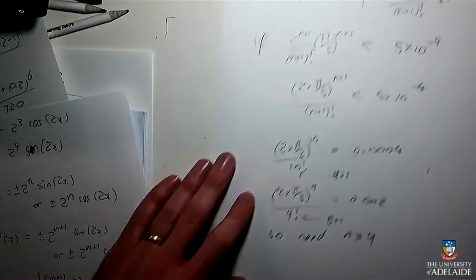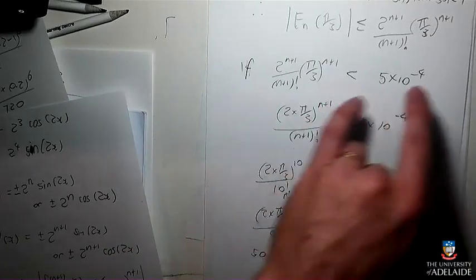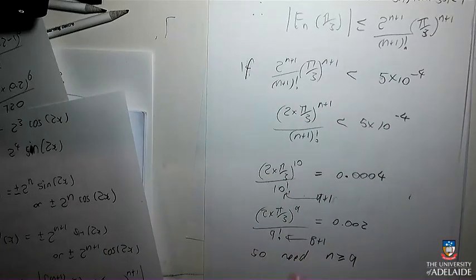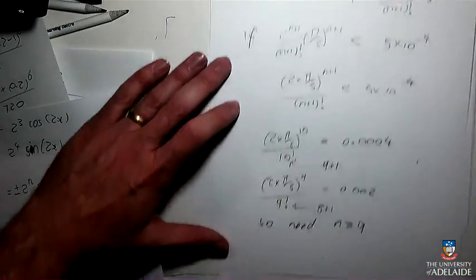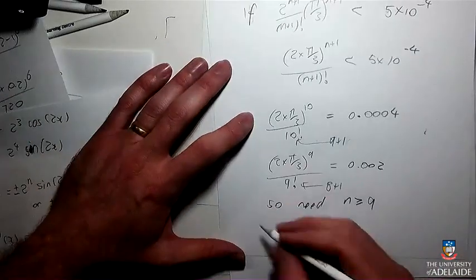So, I mean, the finishing of the argument is that if this is less than 5 times 10 to the minus 4, then the error is going to be less than that as well, because the error is less than this. So let's just finish it off properly.